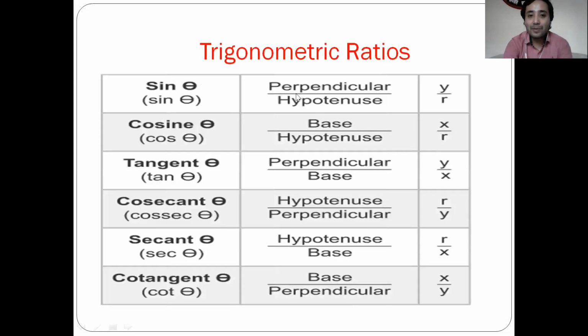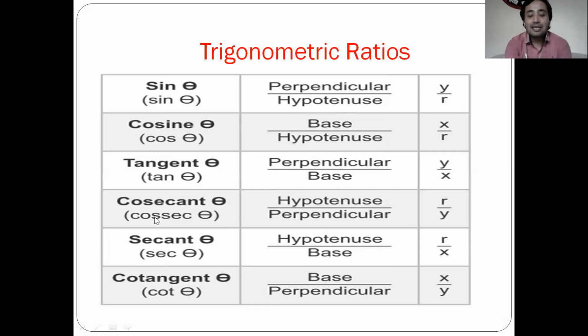Okay, like sine was perpendicular by hypotenuse, y by r. So cos of theta will be base by hypotenuse, x by r. Similarly, tan theta or tangent of theta is nothing but the ratio of sine and cos. So what are we having in sine and cos? Perpendicular by hypotenuse and base by hypotenuse. So if we divide the first with the second, hypotenuse will get cancelled and we will get perpendicular by base.